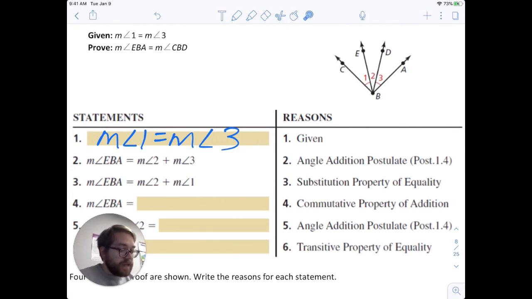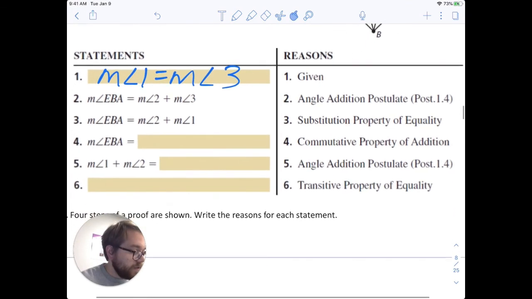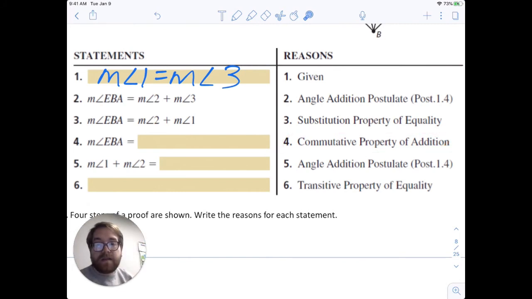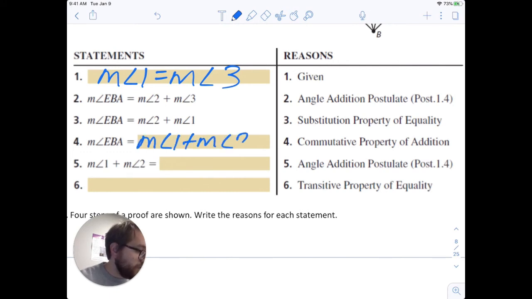All right, the fourth line, the measure of angle EBA is equal to what? Well, it might be hard to figure that out since we're just kind of learning this, what goes next. But we can see our reason here. It says the commutative property of addition. Well, the commutative property of addition just means that the order doesn't matter. So instead of writing the measure of angle 2 plus the measure of angle 1, I can also write the measure of angle 1 plus the measure of angle 2. I can flip them around and everything stays the same. The commutative property of addition says that when you're adding two things, it doesn't matter what order they're coming in. Now, why is that important?